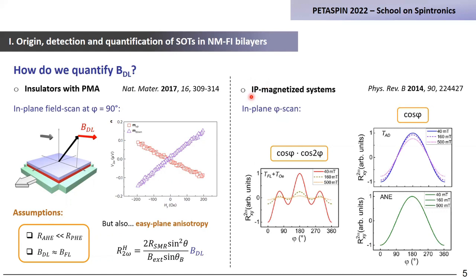On the contrary, an alternative strategy that has been reported for in-plane magnetized systems makes use of phi angle scans. From macrospin simulations, we can see that the field-like and the damping-like torque display different phi symmetries. So this can be used to discriminate between these two. Thermoelectric effects, such as the anomalous Nernst effect or the spin-Seebeck effect in oxides, will also be present, and they display a cosine phi symmetry as well. But one can easily separate between the damping-like and the thermoelectric effect by simply analyzing the external field dependence.